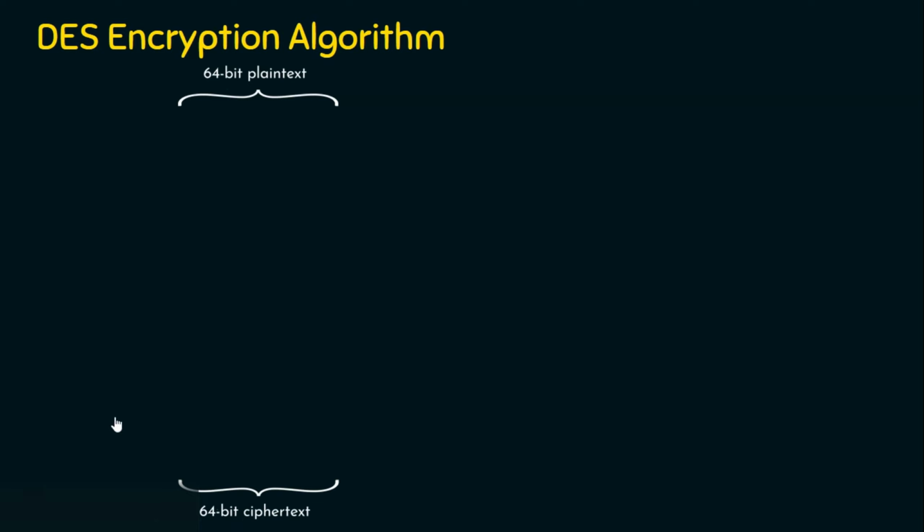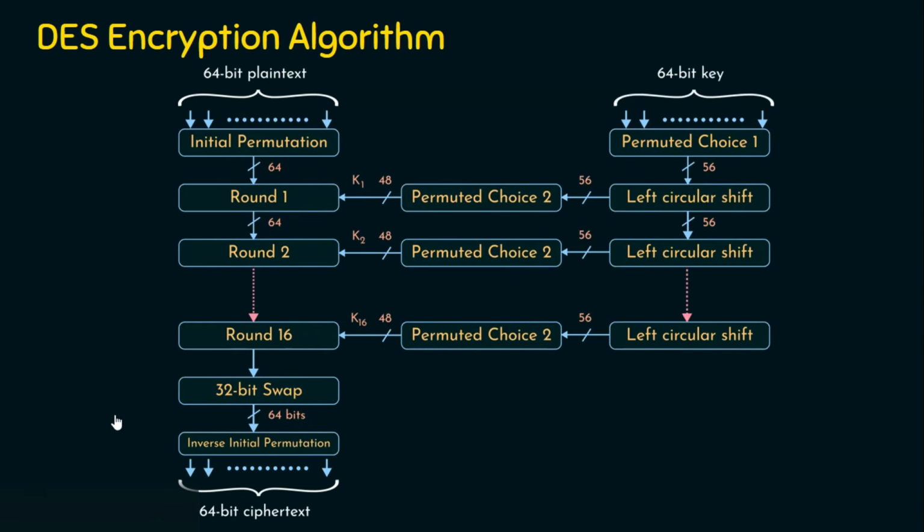And that is why this is called a block cipher, because it is taking a group of bits. What is happening inside this encryption algorithm? Let me unbox this. So here is the DES encryption algorithm. If you see here, the 64-bit plain text is going to be converted into 64-bit ciphertext.